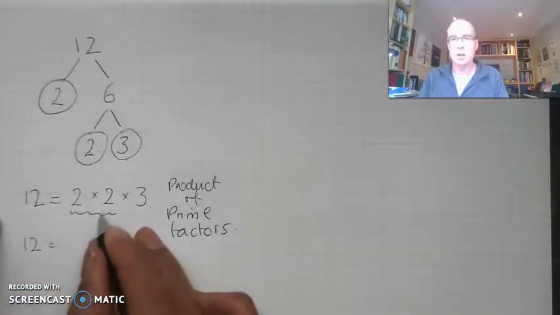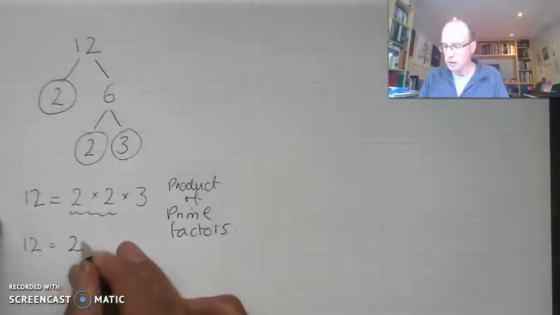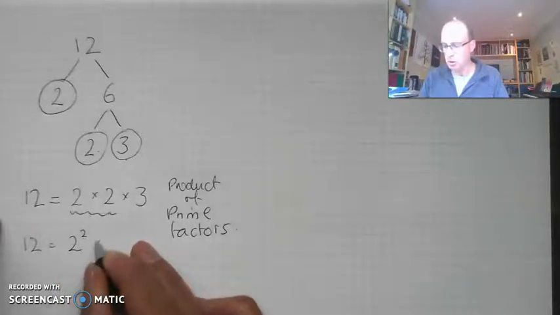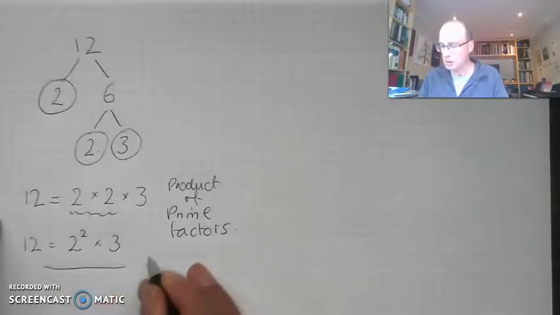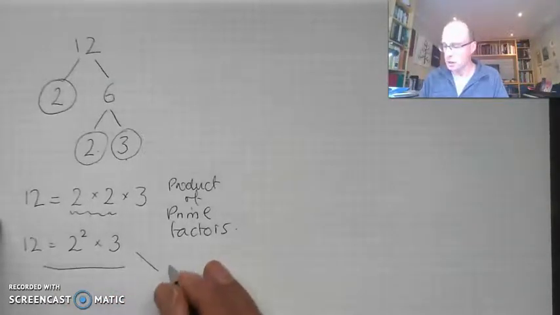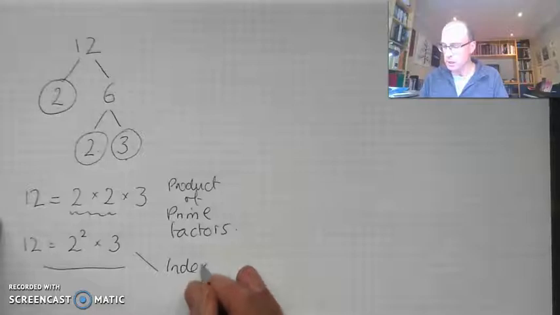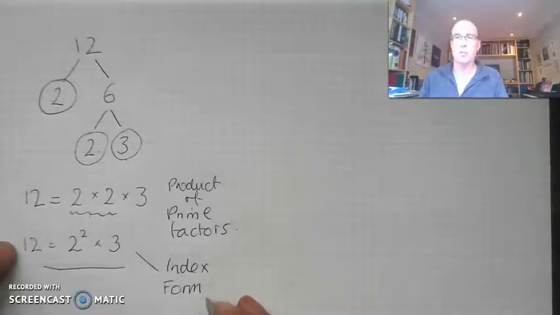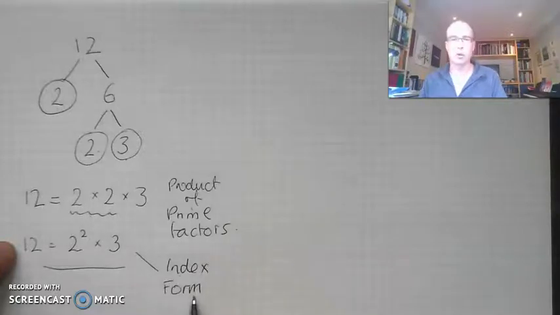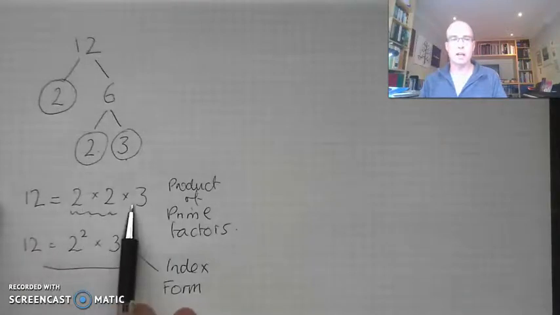Instead of writing 2 times 2, I can write it as 2 squared, so 2 times 2 times 3. This last format is known as index form. So if you ever see a question that says write a number as the product of prime factors and write it in index form, you get method marks for getting this far.